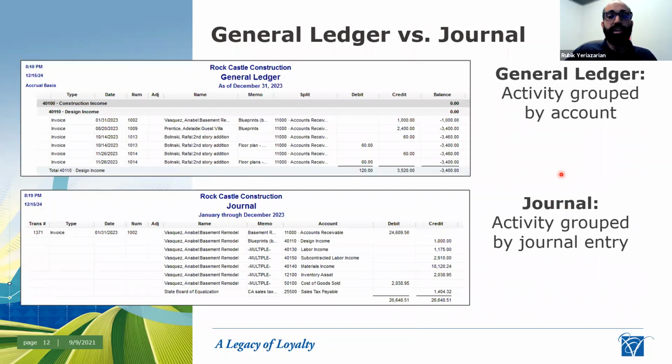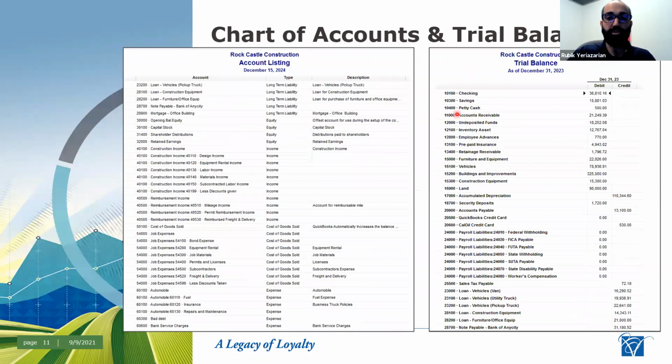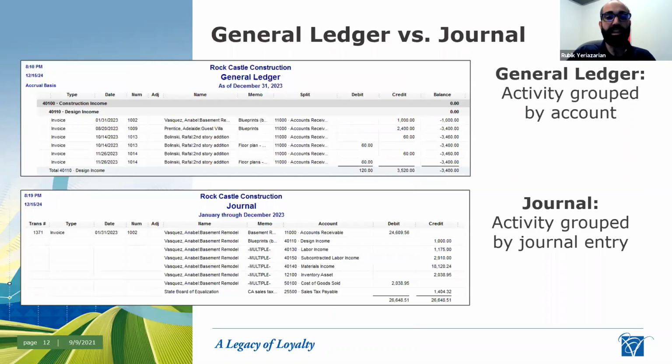So the general ledger and the journal, these are two of our most detailed reports. A general ledger is going to include every single entry that rolls up into your balance sheet and income statement. So if you looked at an account balance, let's look at our trial balance, and I see my checking account balance is 36,000 and I want to know how we got there, you would go to your general ledger and it will give you a rundown of all of the debits and credits to each of your cash accounts.